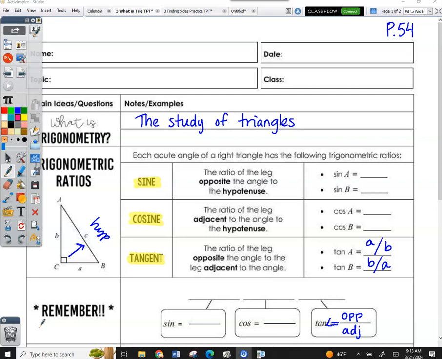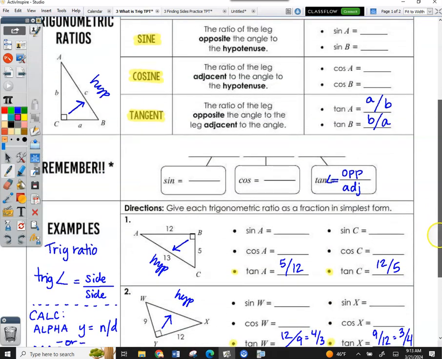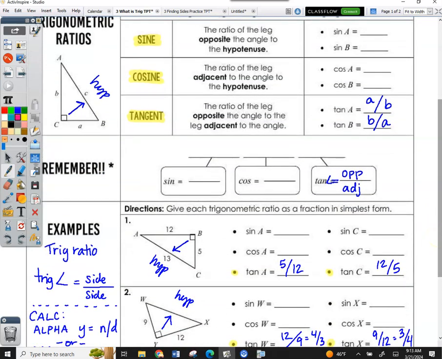Look at the formulas. Sine is opposite over hypotenuse. Let's write it right here. Sine of an angle is opposite over hypotenuse. Cosine of an angle is adjacent over hypotenuse.